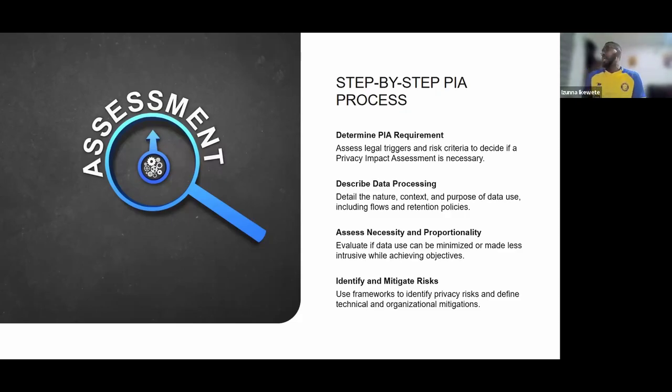And so on. And the next is identify and mitigate the risk. So we begin to look at, okay, we have understood, we are processing a large amount of information, we are doing it for this specific demography, and we are processing A, B, C, D information. So what do we do? We use frameworks to identify privacy risk and define technical control. And that is where your technical ability begins to come into place as a data privacy and protection officer.